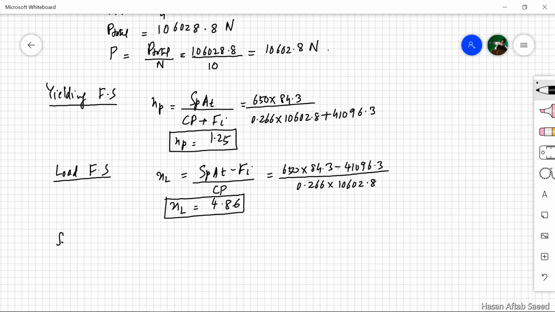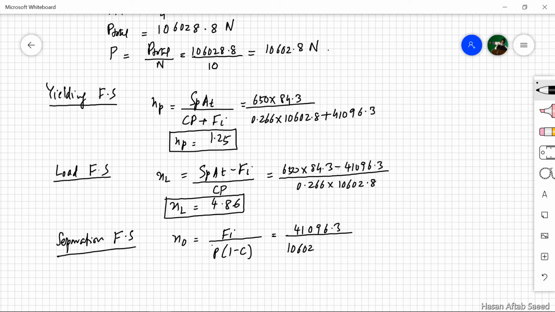Now we come to the last of the factors, the separation factor of safety. Again, N0 equals Fi over P into 1 minus C. 41096.3 over 10602.8 into 1 minus 0.266, and this turns out to be 5.28.